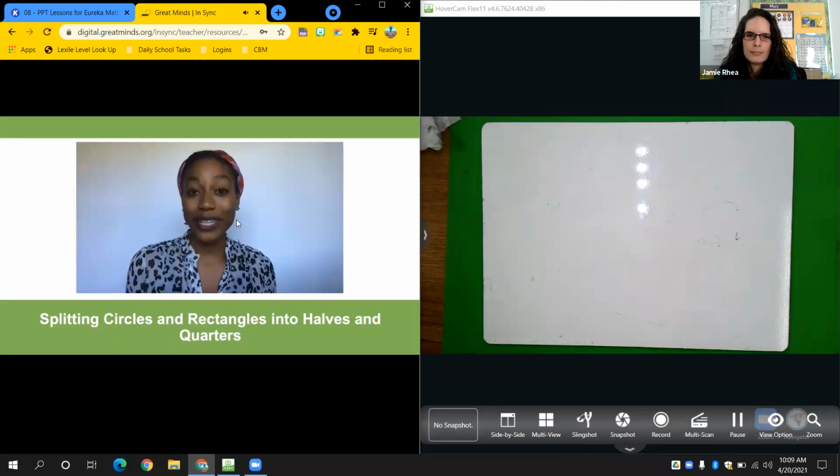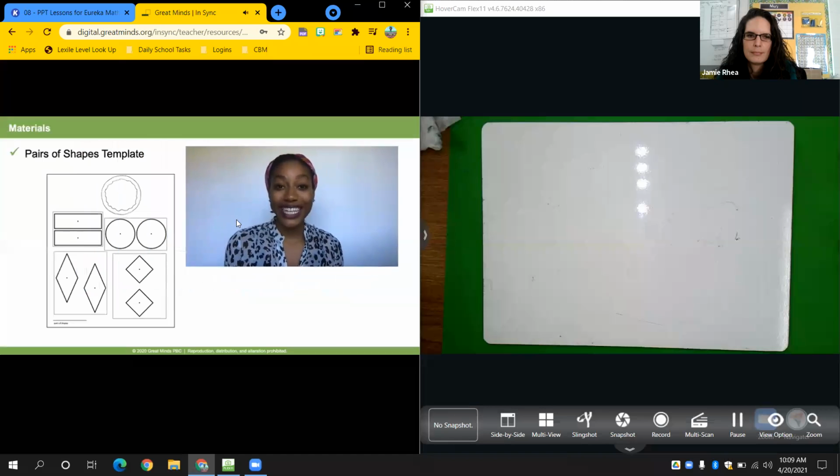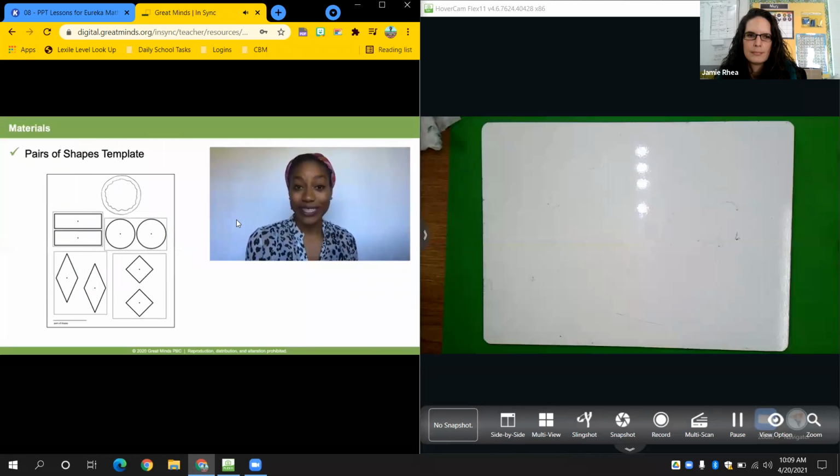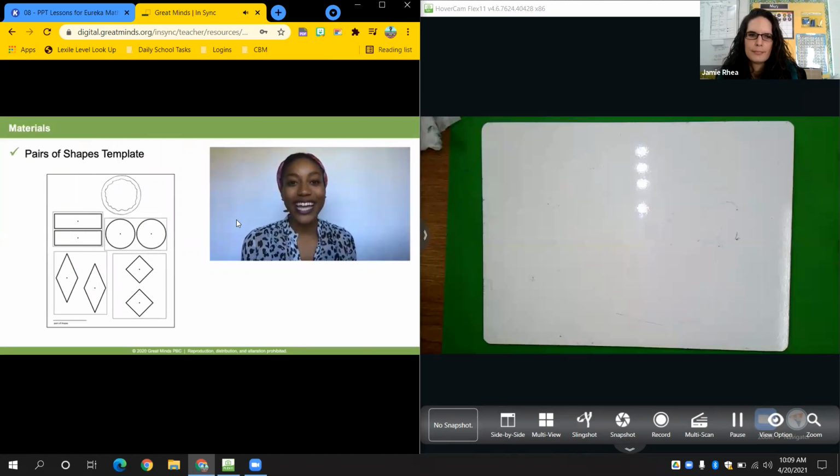Today, we will be splitting circles and rectangles into quarters and halves. For today's lesson, you will need your pair shapes template. Take a moment to slide that into your whiteboard, and when you're ready, press play and we'll get started. If you have access to a printer, you can use that.